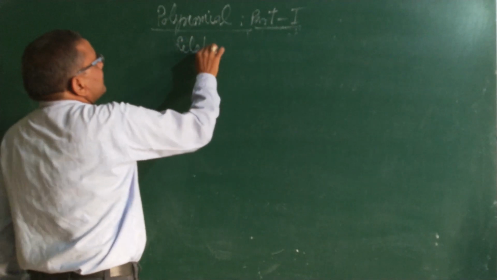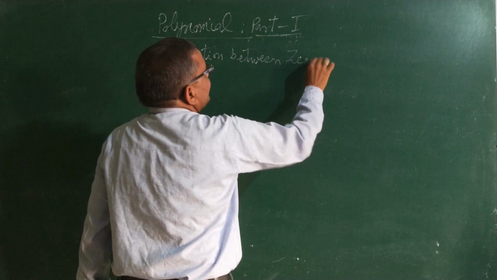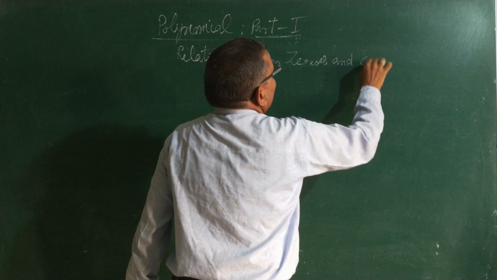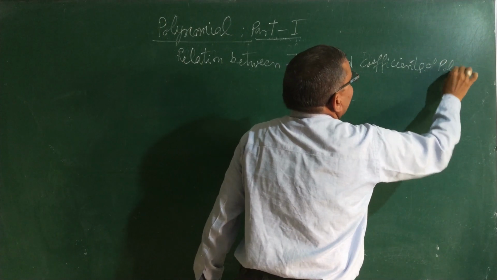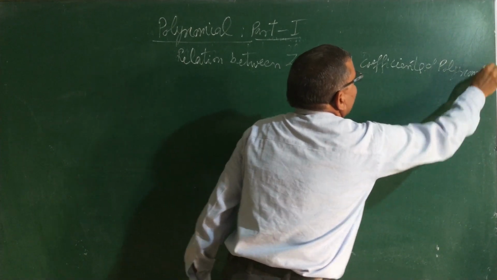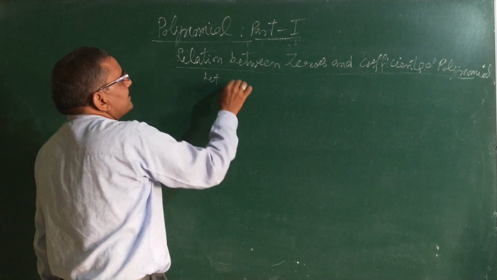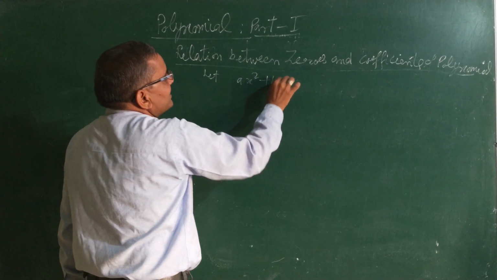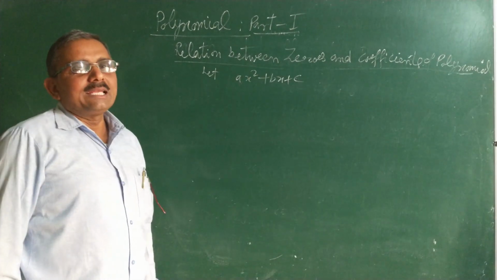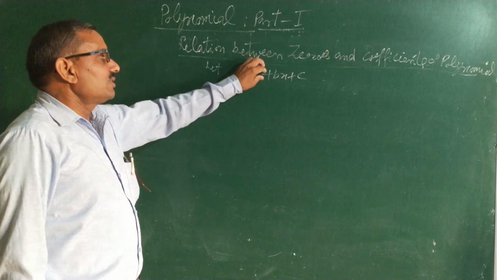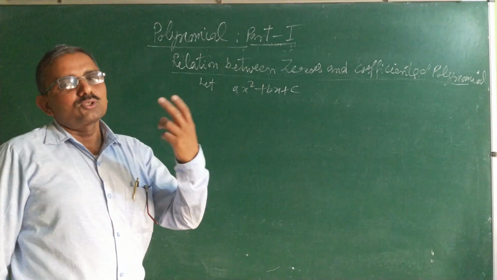Relation between zeros and coefficients of a polynomial. Let us take the relation between zeros and coefficients of a polynomial. Let ax square plus bx plus c be a polynomial. Here it is a quadratic polynomial. I have told you that the number of zeros depends upon the degree of the polynomial. So it is quadratic, so it contains 2 zeros.